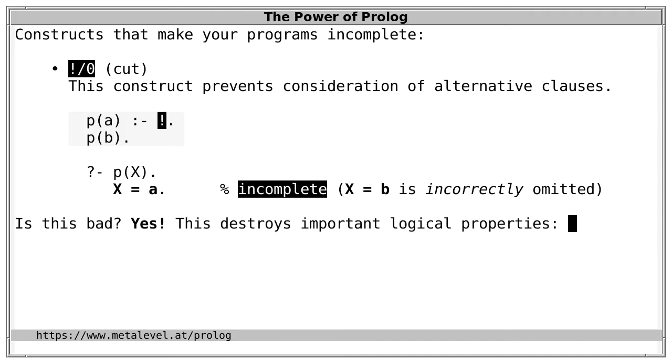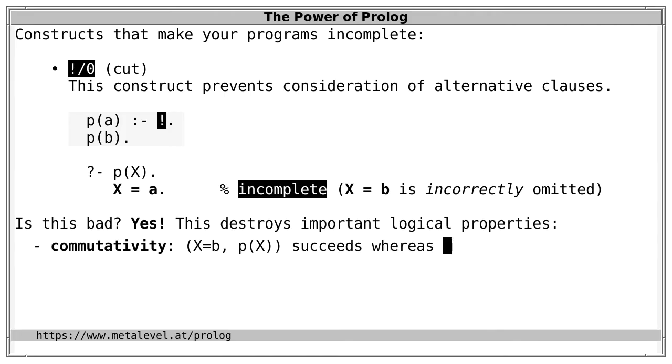Now, one may of course wonder, is this bad? Yes, because important logical properties are now destroyed. First, commutativity of conjunction. If you post the constraint X is b before p of X, it yields a solution because it then succeeds. Whereas if you post the constraint X is b after p of X, that is, we exchange the goals, then it fails.